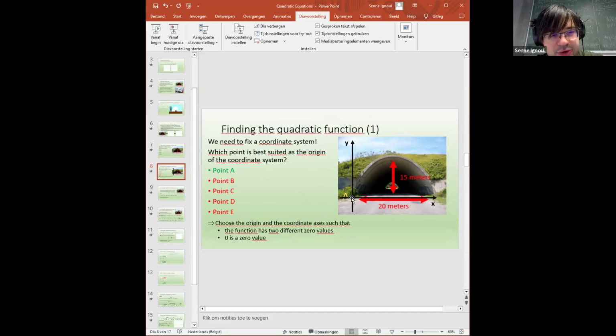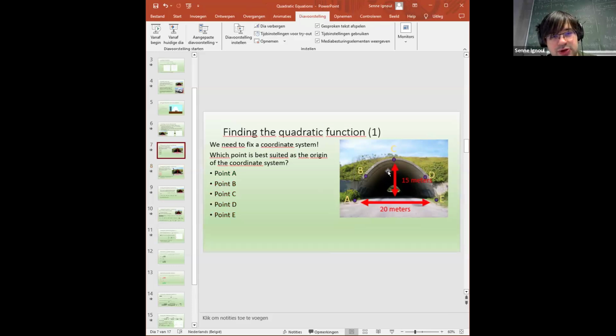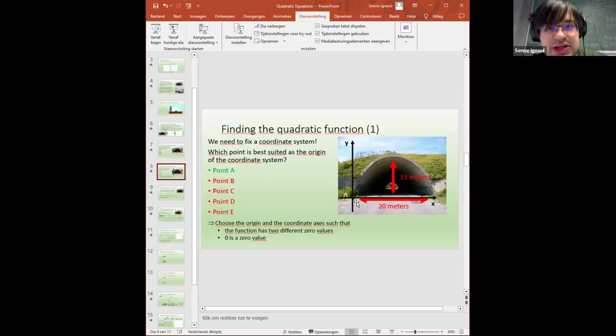For this exercise, I propose A, because if you use A, then you can make use of the fact that your function has two different zero values, and one of your zero values is 0. So then your function will get an easier form. C would also work, but then you only have one zero value, which is a bit more difficult to work with. And E might also work, but then you need to use negative numbers. So if you use A, you can use positive numbers. That's the idea.